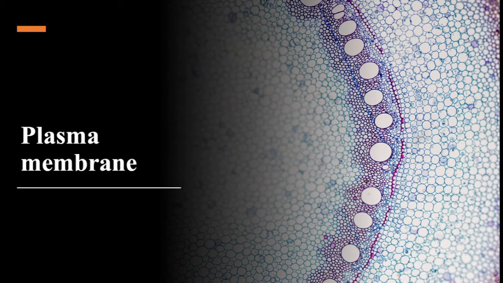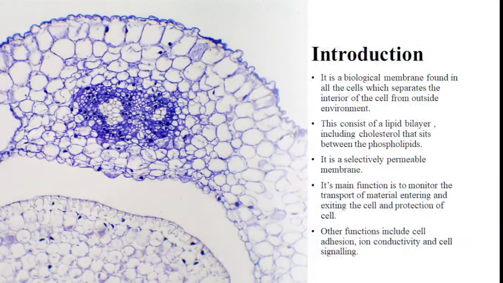Hello friends, in this video we will discuss very basic points about plasma membrane or cell membrane. As we know that every cell, whether it is a prokaryotic cell or a eukaryotic cell, has a plasma membrane or cell membrane. Or we can say that the plasma membrane is the absolute requirement for all living organisms.